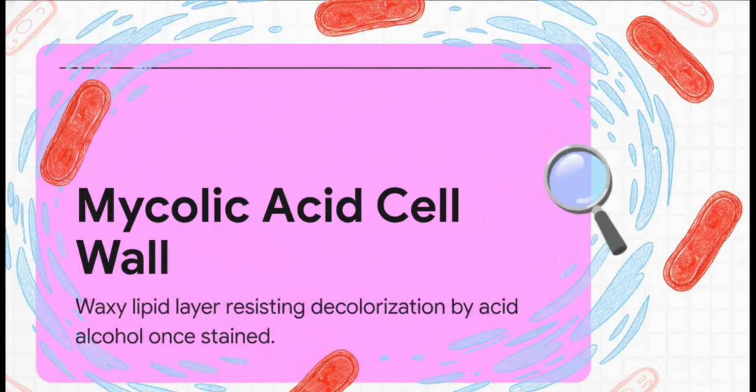Well, it's all about its armor. This bacterium literally wears a thick, waxy coat made of a lipid called mycolic acid. When you stain it with a red dye, like carbol fuchsin, that waxy coat holds onto the dye so incredibly tight that even strong acid alcohol can't wash it away. It holds fast against the acid. Because of this, you're left looking at these bright red rods totally popping against a blue background.